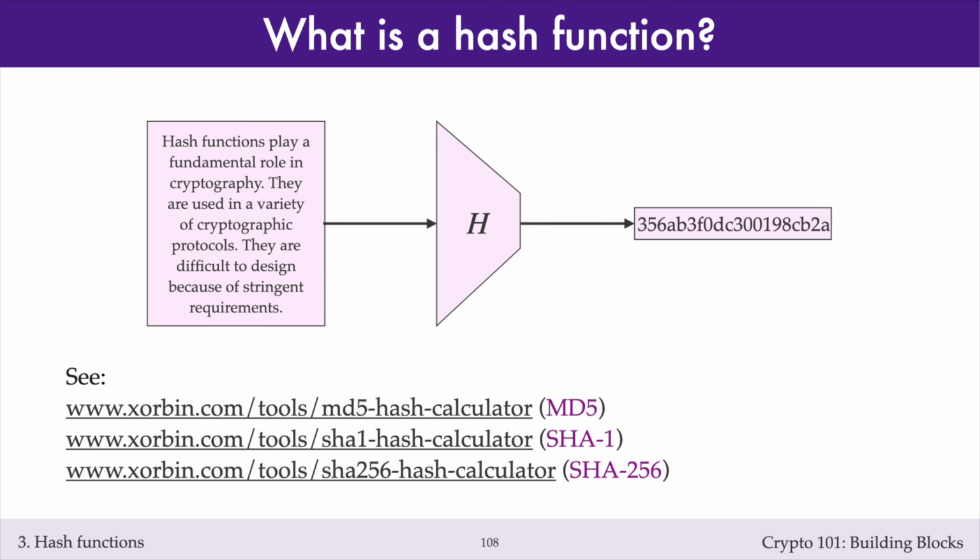Informally speaking, a hash function is a fixed public function that takes as input a message of arbitrary length and outputs a hash value of a fixed length. In some sense, the output serves as a fingerprint of the much longer input. You can check these 3 websites for calculators for the hash functions MD5, SHA-1, and SHA-256.